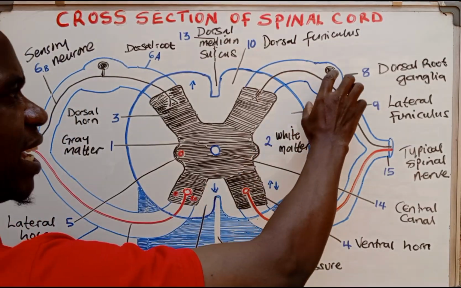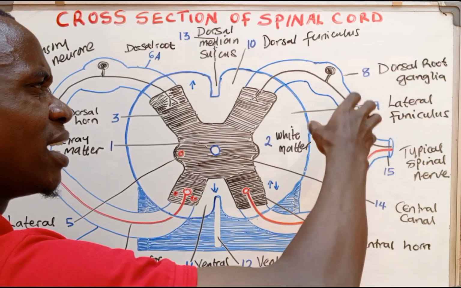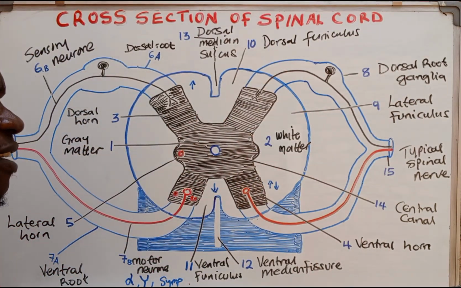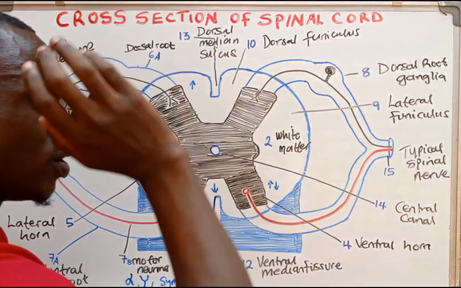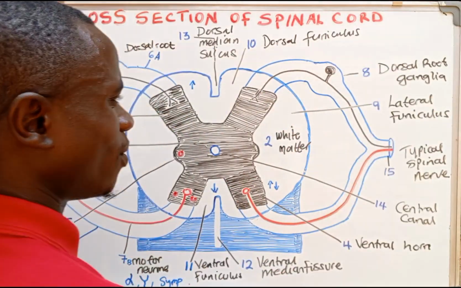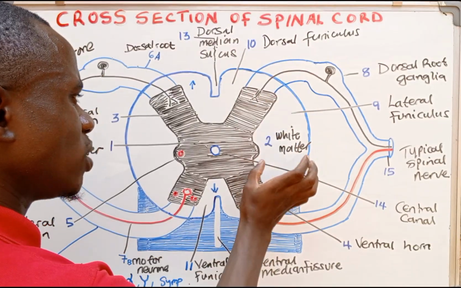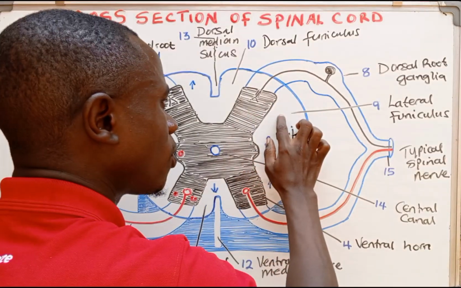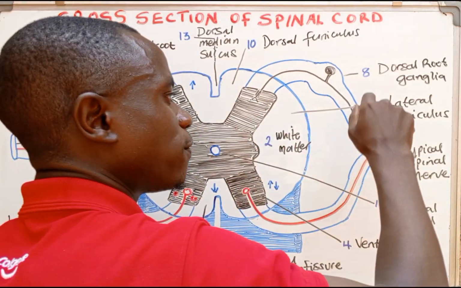Then we went to number eight. We said that this bulbar structure is going to be housing neuron cell bodies. We said the collection of neuron cell bodies outside the central nervous system is what we call a ganglion. The fact that it is on the dorsal root, we simply call it the dorsal root ganglion. Okay, and then we said number nine, those are going to be the white columns, which are going to be on the lateral sides, the posterior side, and then the anterior side. We simply call this one the lateral white column or lateral funiculus.